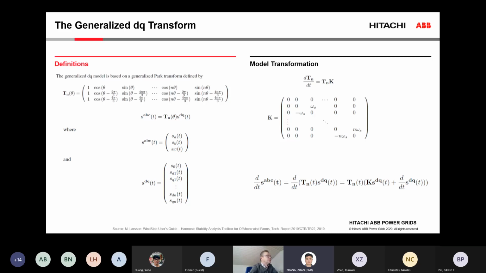And my question is that when you try to linearize the system, I mean the wind farm or the HVDC, it will be very complicated as the system is very large. So do you have some valuable experience to share with us about your linearization work?